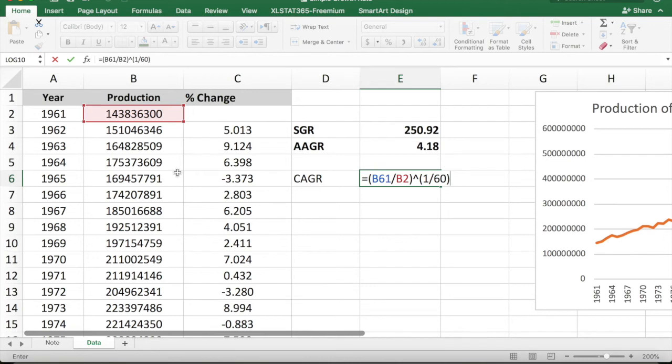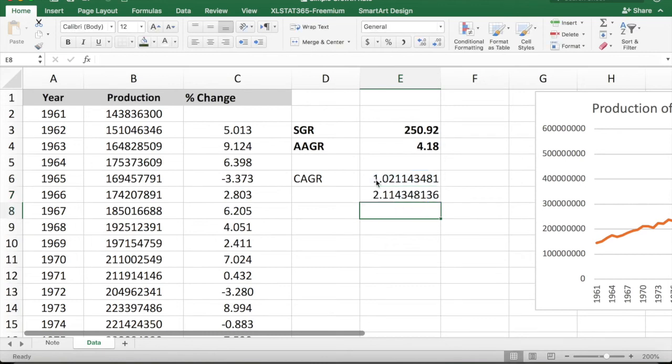So this is the first part of the formula. Now we subtract 1 from this and multiply this by 100. So this gives us the compound annual growth rate. The compound annual growth rate in percentage term is equal to 2.11. This growth rate also shows that our rice production has increased by 2% each year.